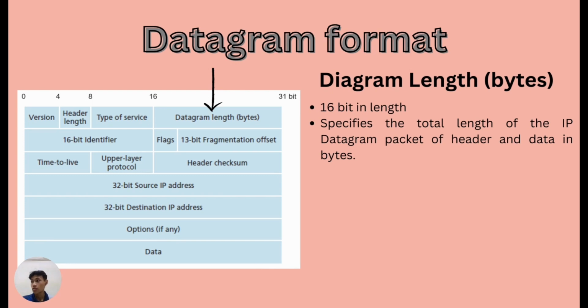Next, I'm going to explain datagram length in bytes, also known as total length. Datagram length is 16 bits in length. It specifies the total length of the IP datagram packet of header and data in bytes. Since this field is 16 bits wide, the maximum length of an IP datagram is 65,535 bytes.